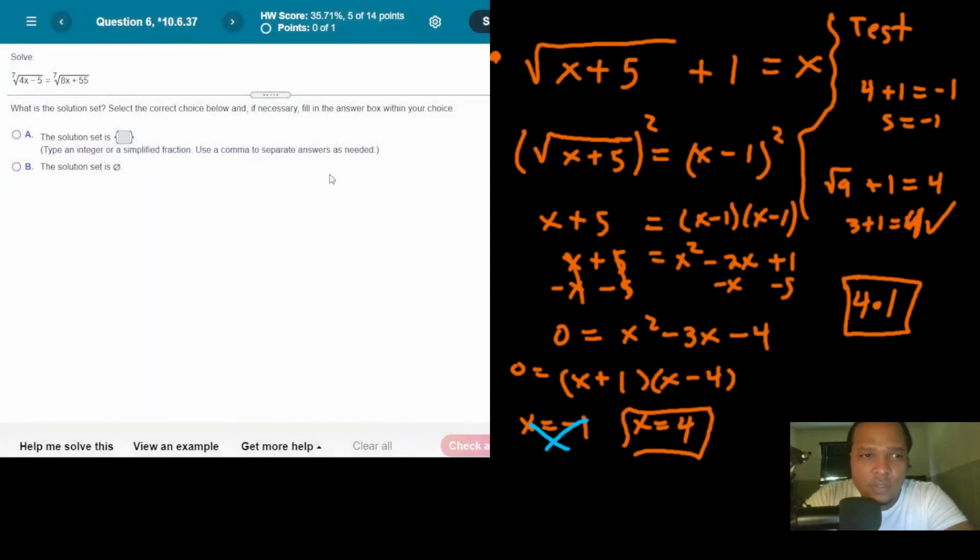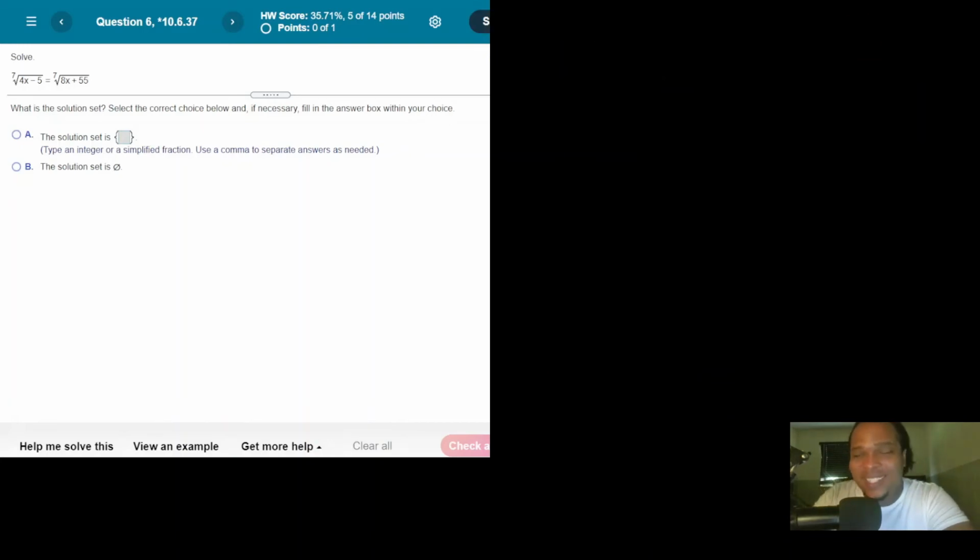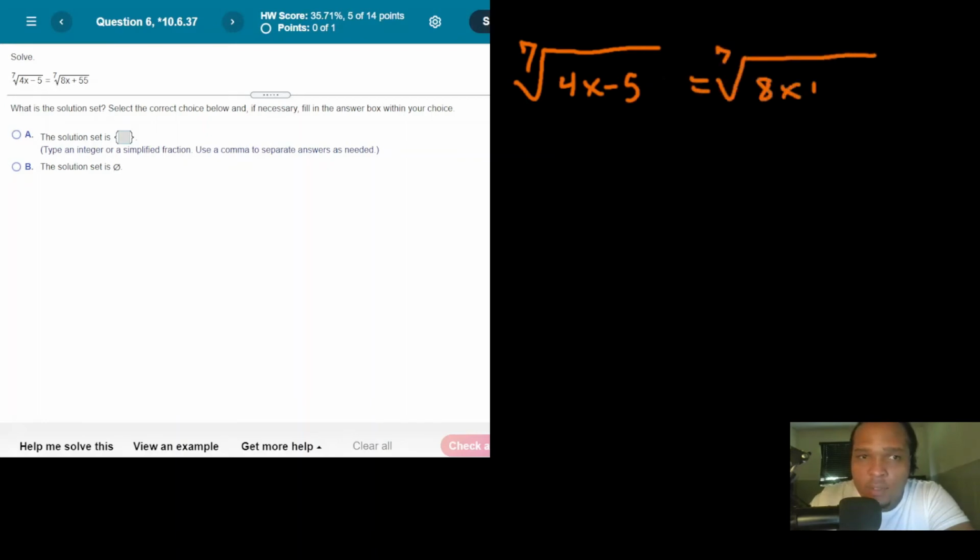All right, next. All right, so number 6. Number 6 is not as scary as it looks, I promise. I know I make a lot of promises, but I'm serious. All right, let's go ahead and put the 7th root. This is made to scare you away. We have 4x minus 5 equals the 7th root of 8x plus 55.